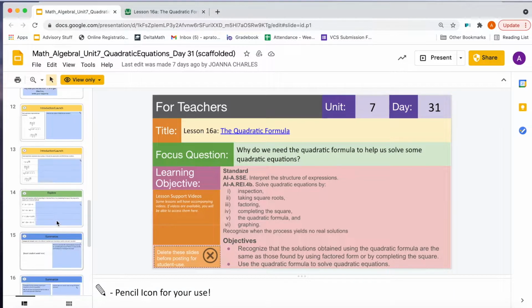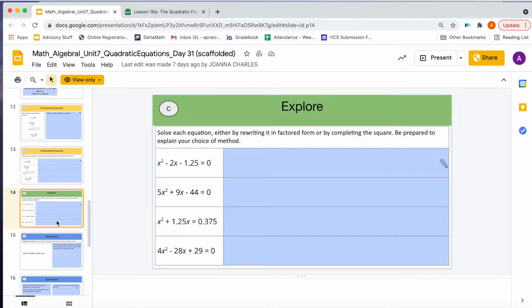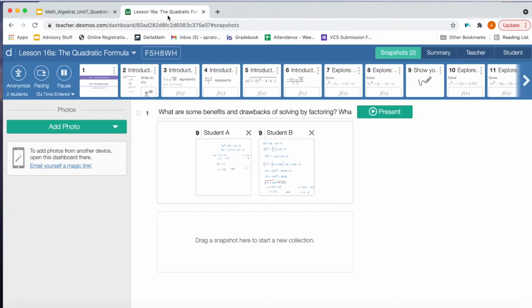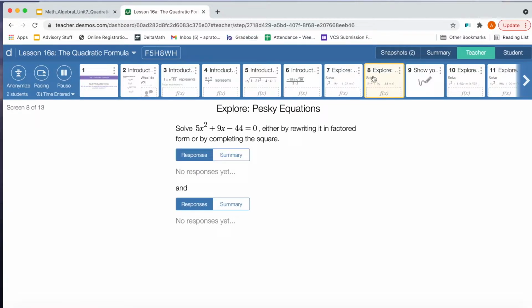So the explore portion of this lesson presents students with a few different equations, and they're asked to solve the equation by either rewriting it in factored form or completing the square. And so I created this lesson on Desmos, and on slide 8, you see slide 7 is where this explore starts. So I chose to use the second equation as the one that we will have our summary conversation around, but you can choose whatever one makes sense and fits for you.